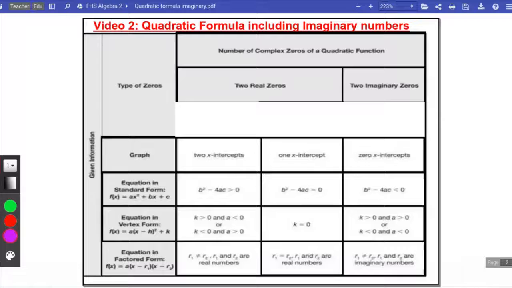So now we're stepping up to how to look at a standard form. If I look at a standard form, how do I know I will have two x-intercepts? How do I know I will have one x-intercept? How do I know I will have two imaginary? Well, how do I know I don't have an intercept at all, which eventually would turn into imaginary numbers, so imaginary zeros.